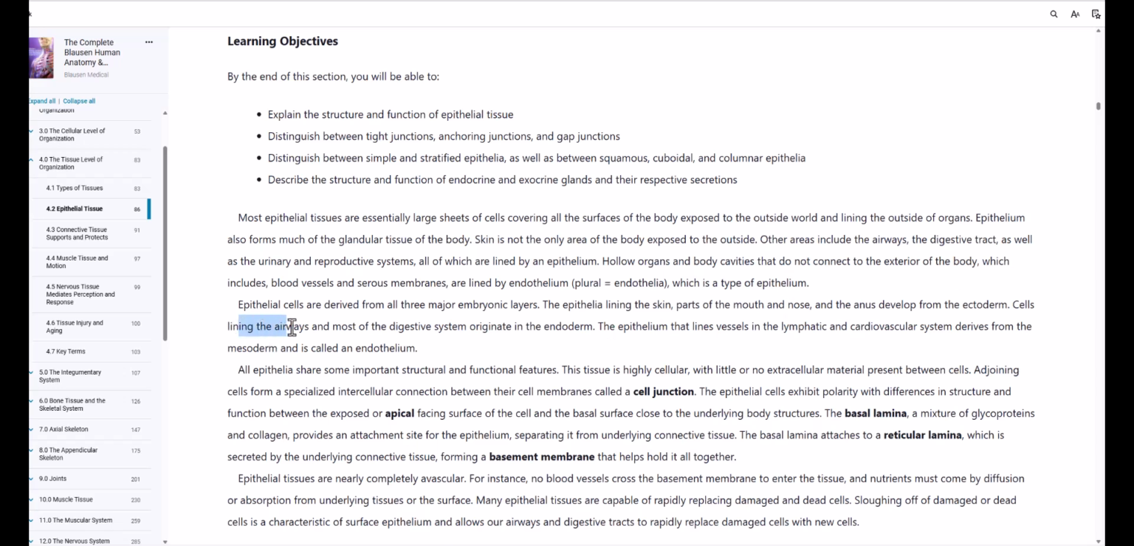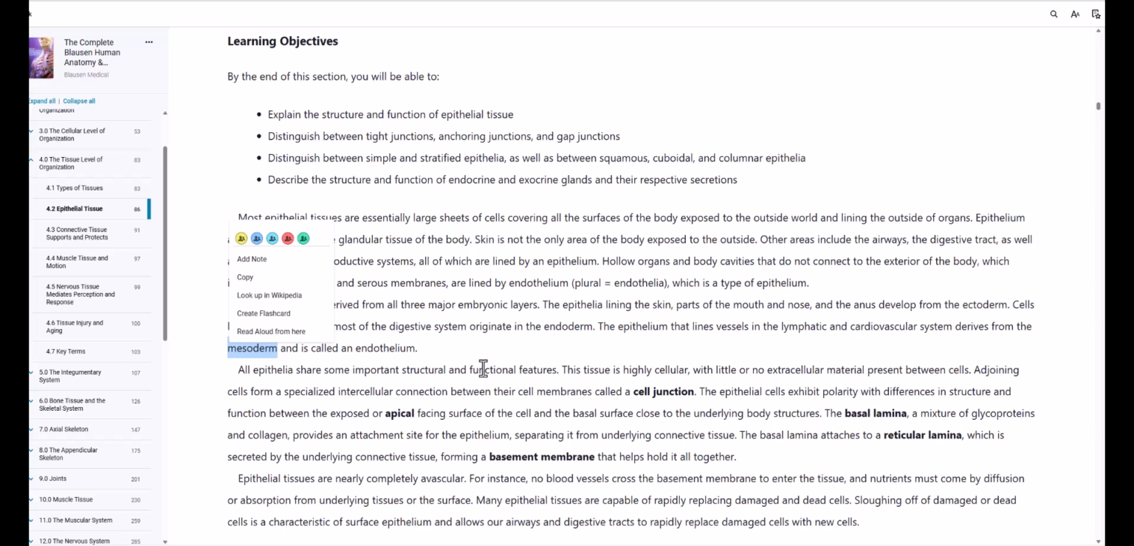The lining of your airways and your digestive system are endoderm, right? That makes sense. They're on the inside layers. And then we also have the mesoderm. And from the mesoderm, you're going to make your serous membranes, as I mentioned, your mesothelia. So again, the epithelial tissues come from all 3 layers of the early embryo. That's different than the other tissue types. The other tissue types all come from one or the other primarily, but epithelia are made from all 3.